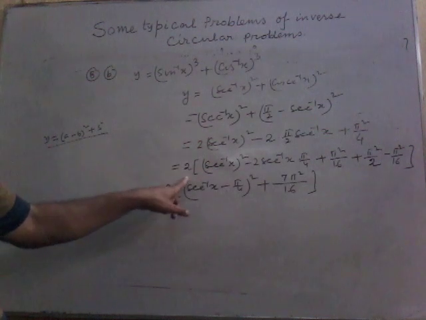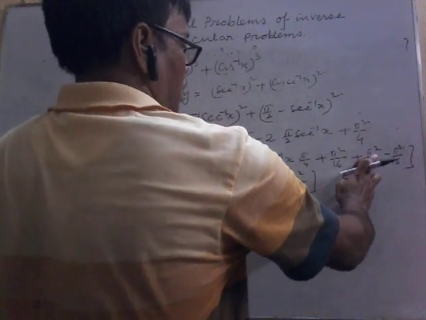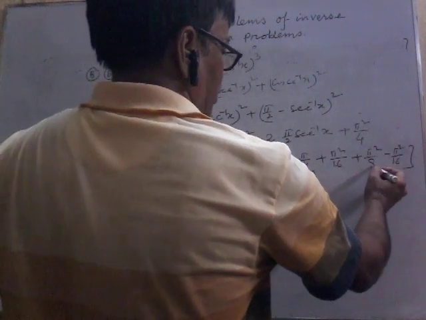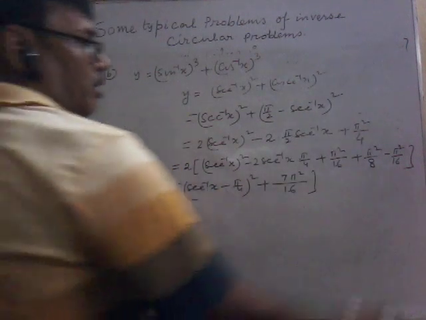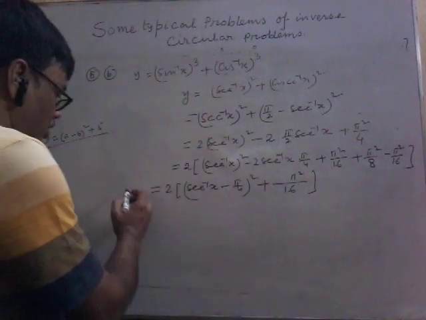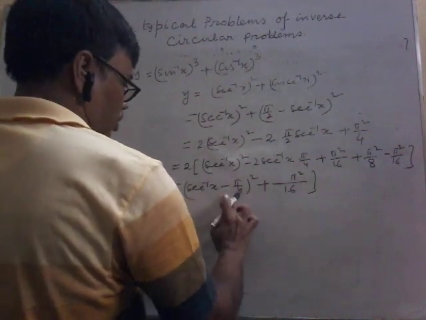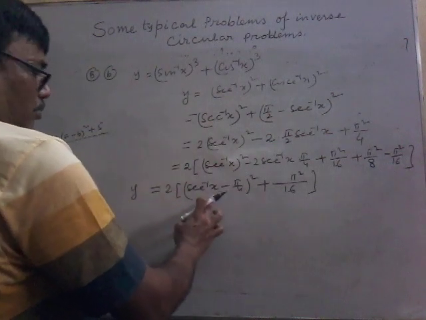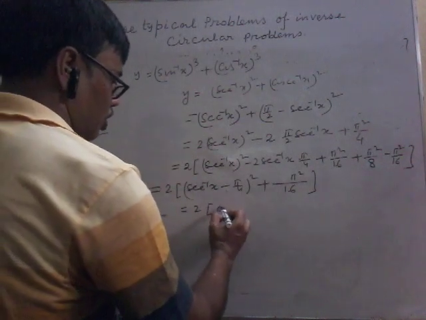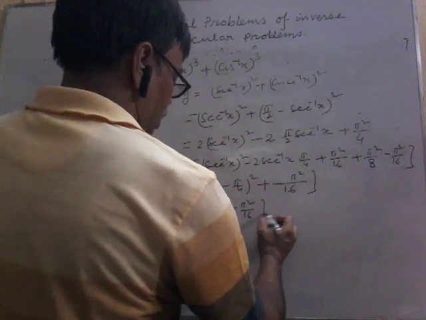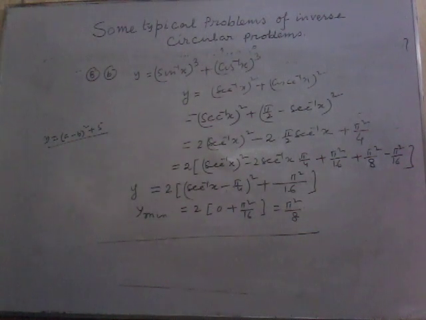Now we have taken 2 common. 2 common means it is pi square by 8. So look at this step, and this is pi square by 16. So this is y. Now look, this is greater than or equal to 0, so it will be minimum when this equals 0. So what is y minimum? 2 into 0 plus pi square by 16 equals pi square by 8. So the minimum value is pi square by 8.